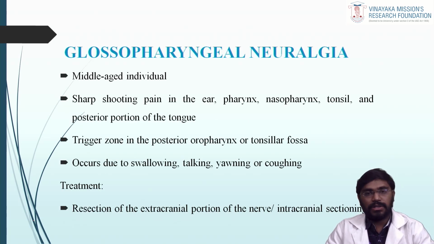It occurs in middle-aged individuals, with sharp pain in the ears, pharynx, nasopharynx, tonsils and posterior portions of the tongue. The trigger zone is the posterior oropharynx or tonsillar fossa. It is triggered by swallowing, talking, yawning or coughing. These are the clinical features. Treatment is resection of the extracranial portions of the nerves or intracranial sectioning.